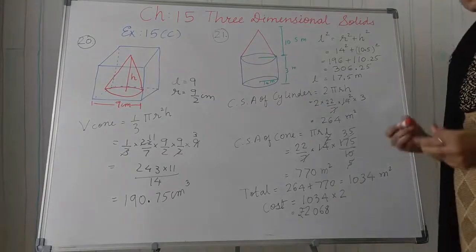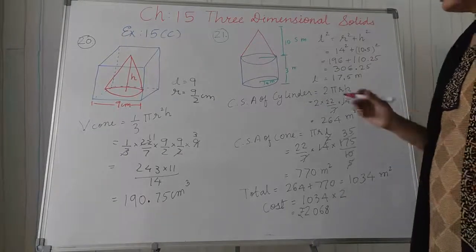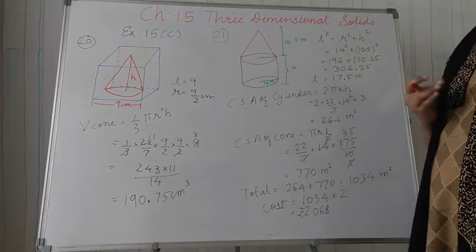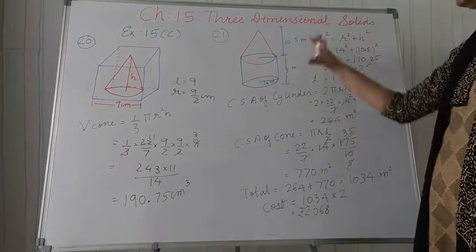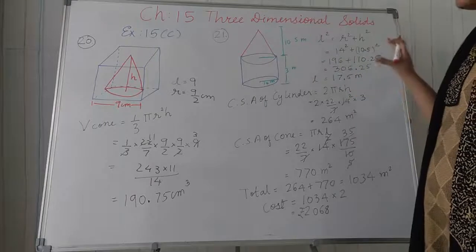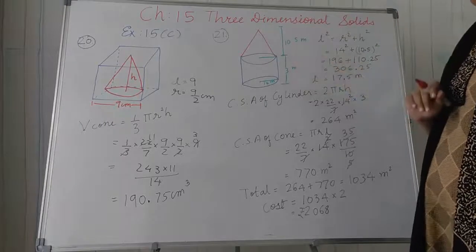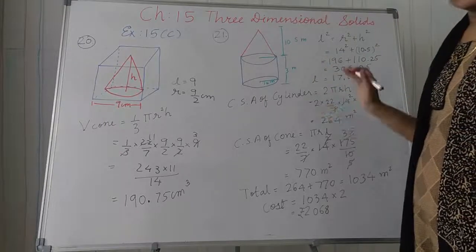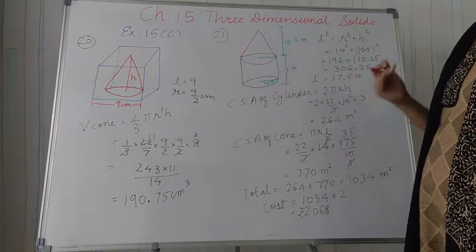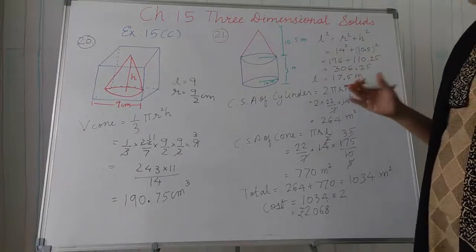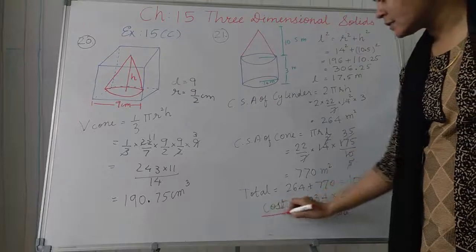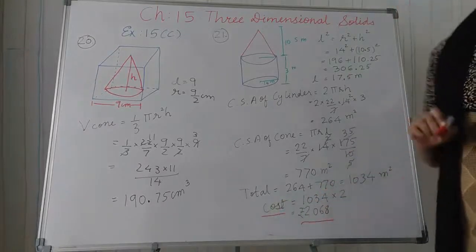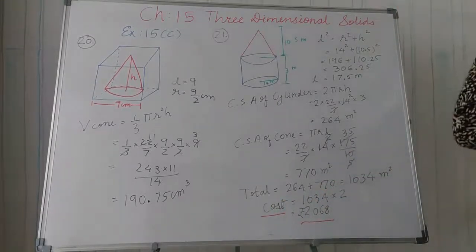See, whenever the question you do not understand or you find it difficult to understand, it is better that you draw the figure and write the values in it, so that it will be clear for you what you are given, what you want to find out, and how do you solve the answer. So the last answer, that is 2068, which is the cost of painting the inner wall of the tent.